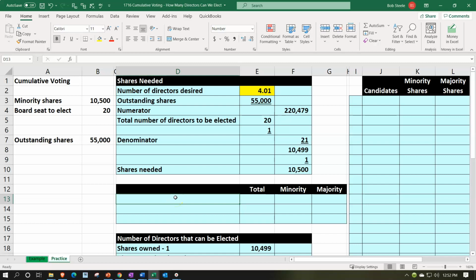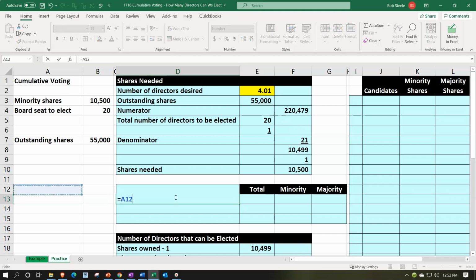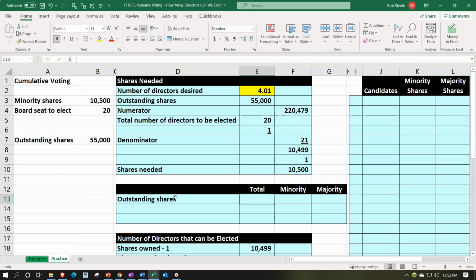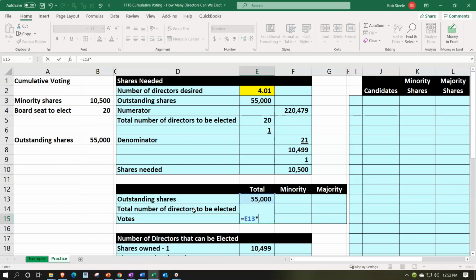So let's say we had the outstanding shares. How many shares are outstanding? There's a total of 55,000 shares outstanding. And there are the people that are going to be elected, there's 20 of them. So we multiply that times 20 to get the total number of votes that can possibly happen. 55,000 times 20 is 1,100,000 votes that are out there.